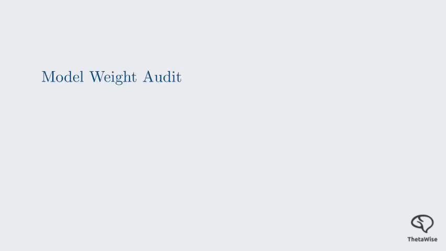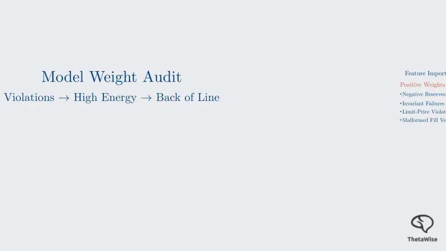To understand why the model works, we can perform an audit of its weights. The largest positive weights, which increase energy and thus lower priority, are assigned to hard verifier-shaped penalties. This makes sense. If a candidate violates basic rules, the model gives it a high energy score to move it to the back of the line.